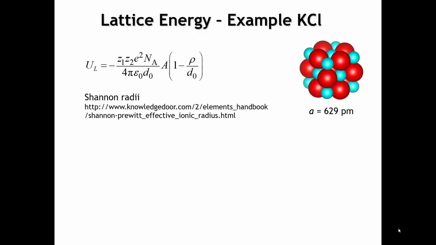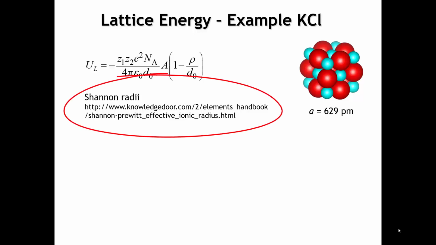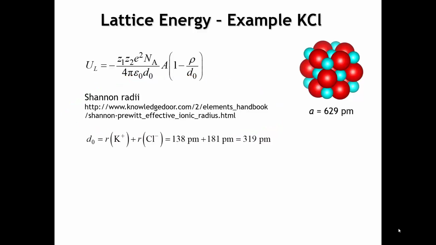The best set of ionic radii are called the Shannon radii, or sometimes the Shannon-Pruitt radii, because the original set was developed by two scientists, Robert Shannon and Charlie Pruitt, and then later revised by Shannon. If we look at those radii, and here's a link to one place you can find them, we would see that the radius for potassium cation is 138 picometers, and the radius of a chloride anion is 181 picometers. So when we add them together, we get this equilibrium bond distance of 319 picometers.